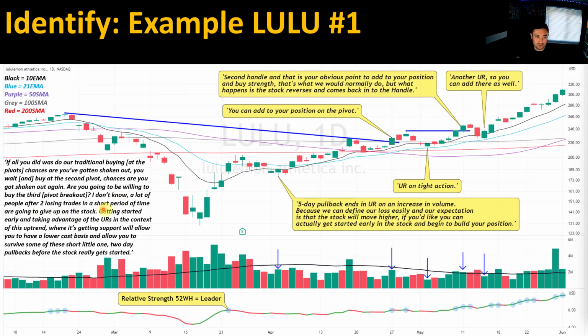A lot of people, after 2 losing trades in a short period of time, are going to give up on the stock. Getting started early and taking advantage of the URs. So URs are upside reversals, just for abbreviating on the chart. In the context of this uptrend, where it's getting support will allow you to have a lower cost basis and allow you to survive some of these short little 1-2 day pullbacks after the stock really starts moving.